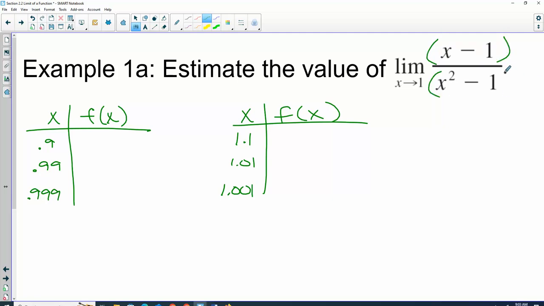So you're welcome to grab a calculator. Make sure when you plug these in, you put parentheses around numerator and denominator. Should we divvy up the work? Anna, you've got 0.9, Toby 0.99, Cole 0.999, Tanner 1.1, Bryson 1.01, Hunter 1.001.